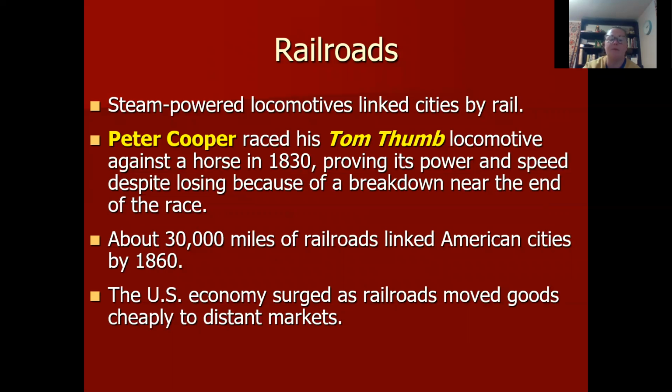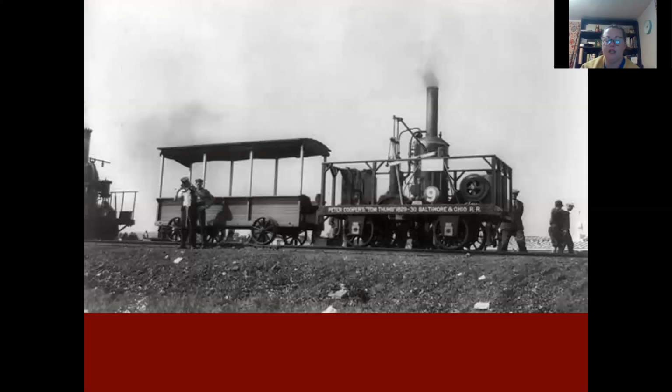Peter Cooper raced his Tom Thumb locomotive against a horse in 1830, proving its power and speed despite losing because of a breakdown near the end of the race. About 30,000 miles of railroads linked American cities by 1860. The US economy surged as railroads moved goods cheaply to distant markets. All right, here is a picture of what these early locomotives looked like.